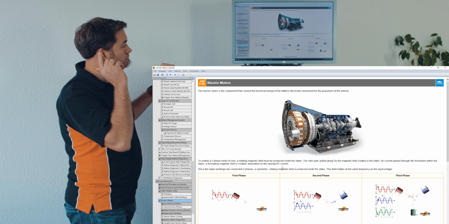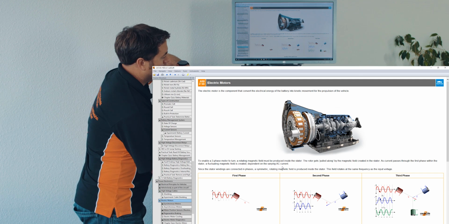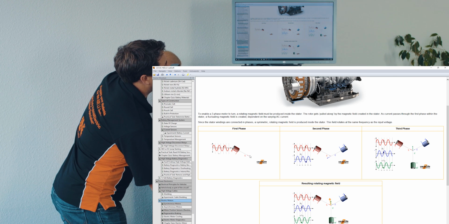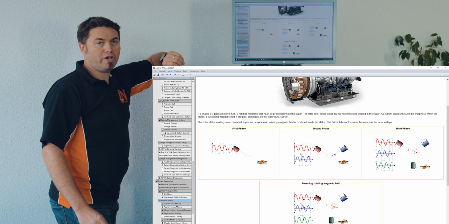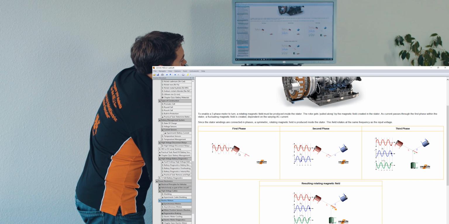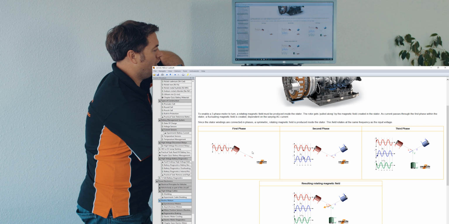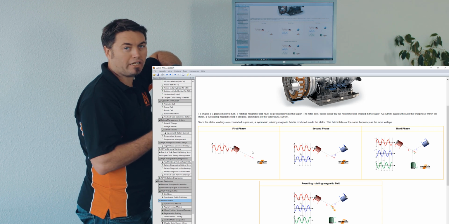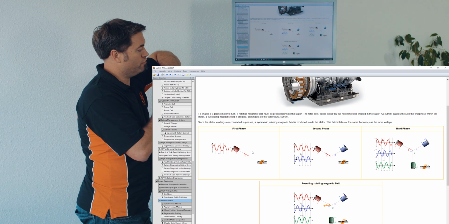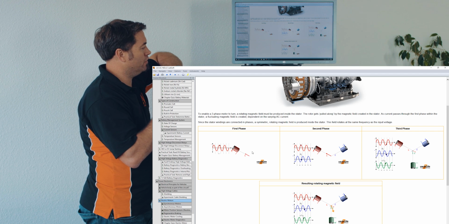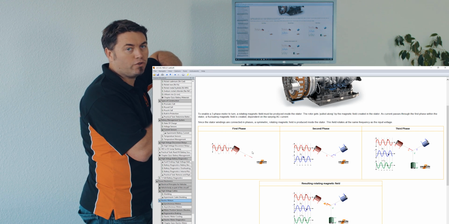Now, electric motors. We're showing here how we can get an electric motor to turn. We've all heard about three-phase motors, and basically we're using electromagnetism to create a magnetic field which allows the magnetic field to rotate. Once we've got that rotating magnetic field, if we've got a permanent magnet rotor or an induction motor, the rotor will then follow that magnetic field around.